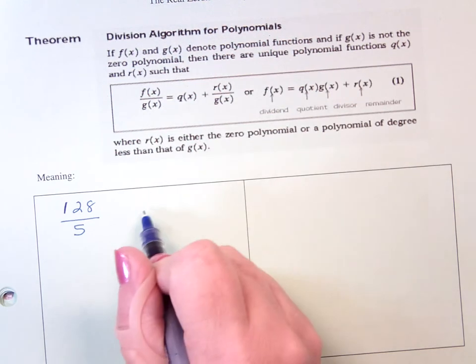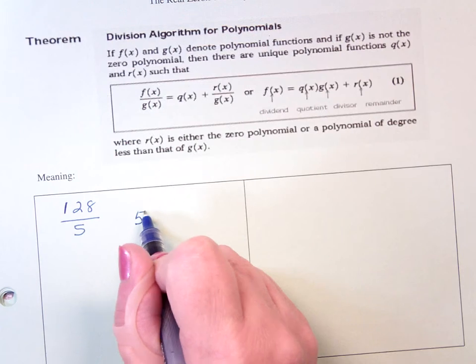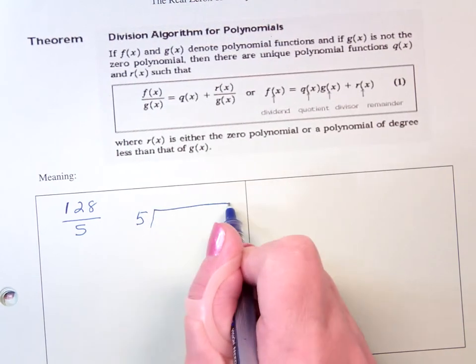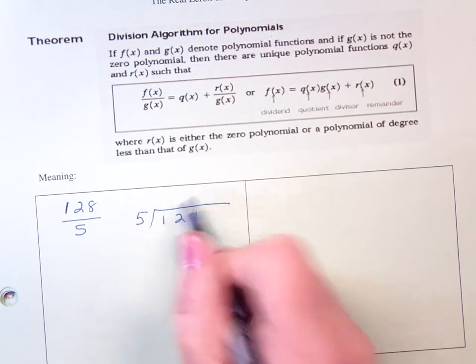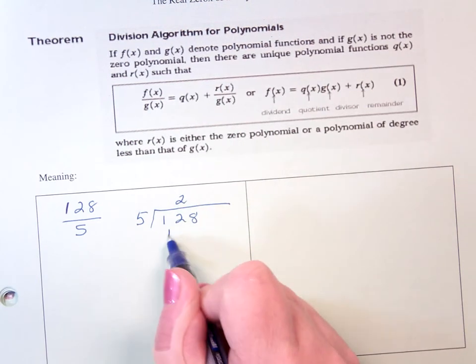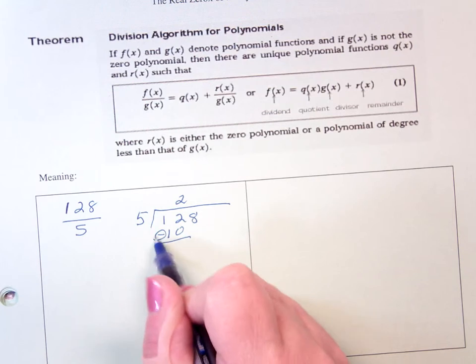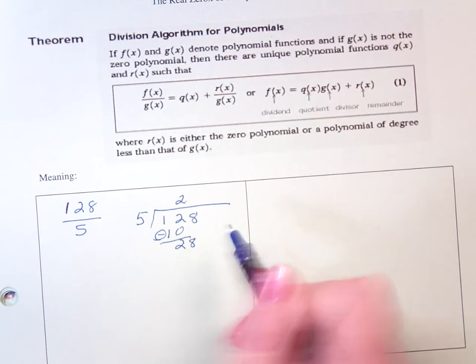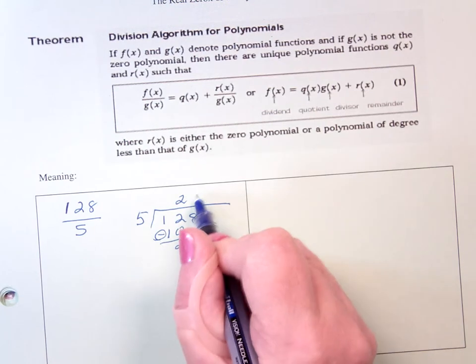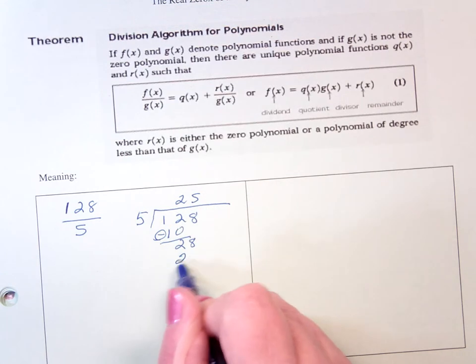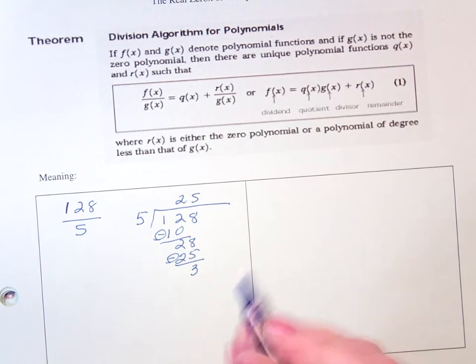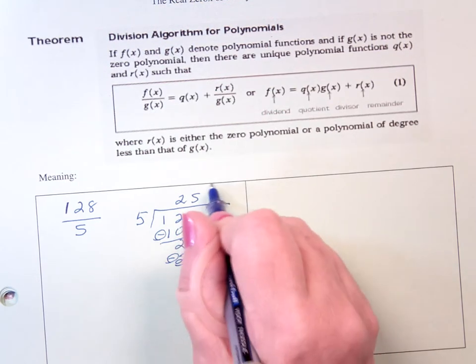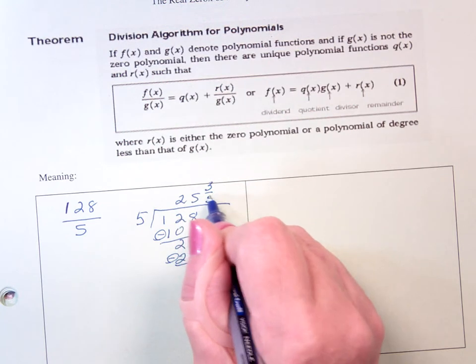Now, if I perform the division, I get 5 into 128. 5 divides 12 twice, that gives me a 10. Subtract, that's 2, bring down the 8. 5 divides 28 5 times, that's 25. Subtract, that gives me a 3. And we would normally say this is 25 and 3/5.